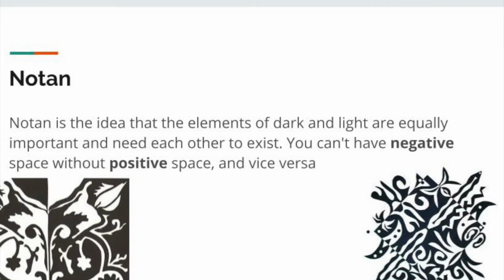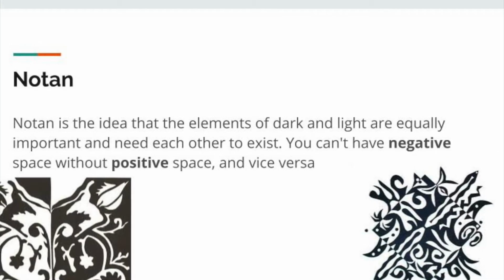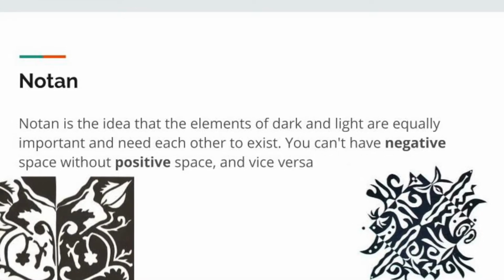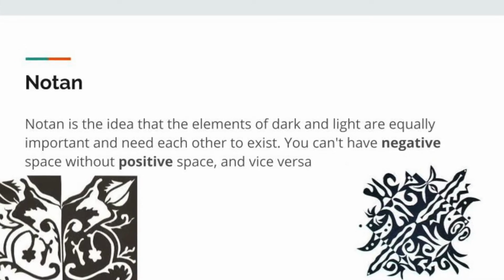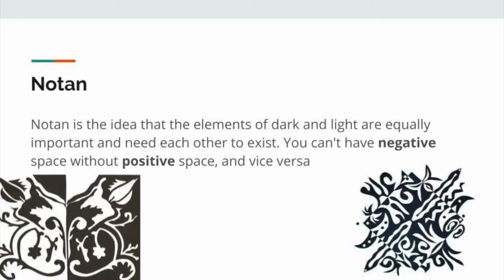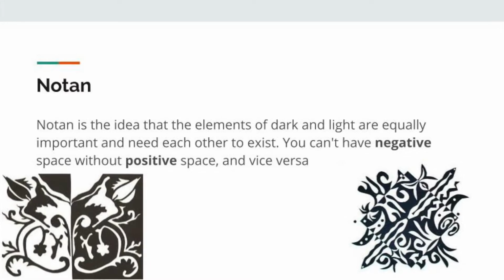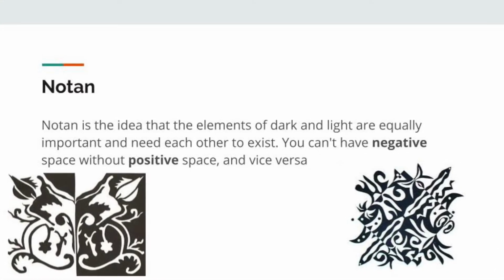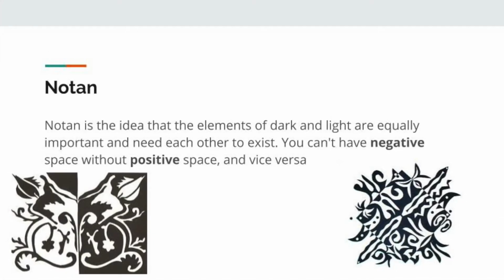So a Notan is the idea that the elements of the dark and the light are equally as important, and they need each other to exist. You can't have negative space without positive space and vice versa. So in these two examples on this page at the bottom, you'll see that spaces that look the same actually are different colored, whether they are in the middle of the work of art or on the outside edges, or on the left side or on the right side. So just really stare at these two works of art and look at the differences and the similarities between the black shapes and the white shapes.